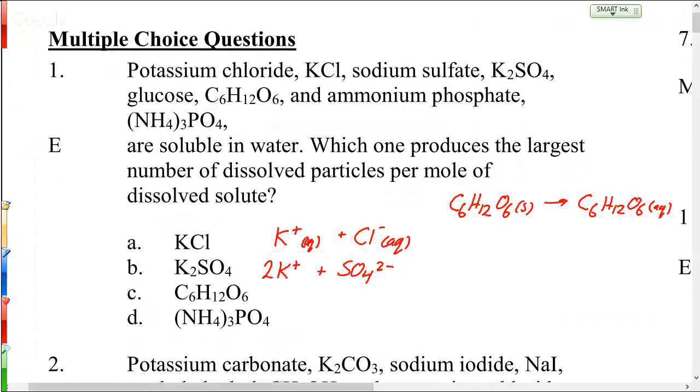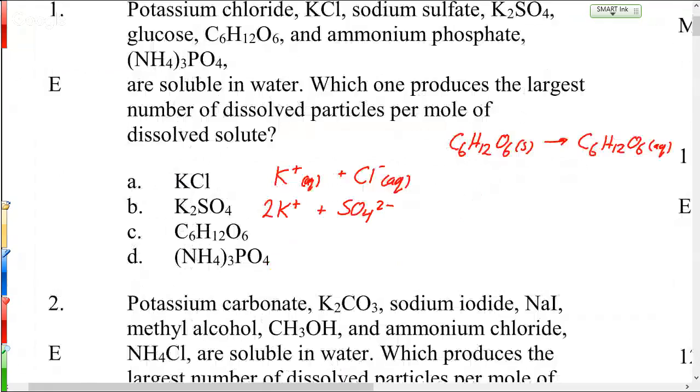And then finally, what about ammonium phosphate? What does that do? Is that ionic or covalent? It's ionic. So what ions does it break into? Yeah, ammonium and phosphate. So that's going to give us 3 ammoniums and a phosphate. So which one has the most number of dissolved particles per mole of dissolved solute? It's got to be D. D is giving you 4 moles of dissolved particles per mole of solute.